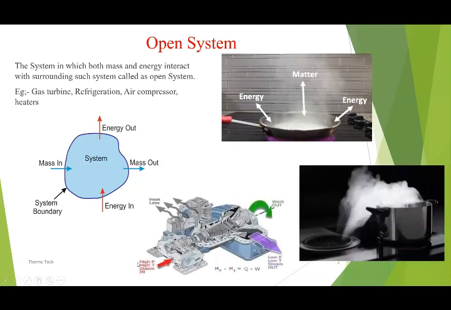If you see here, we have a gas turbine. At the inlet of the turbine, we are sending high pressure and high temperature steam into a steam turbine. During that process, some amount of heat is lost in the conductive mode, and we get some work output. At the outlet of the turbine, we get low pressure and low temperature steam. So both heat and mass are interacting with the surroundings. It is an open system.